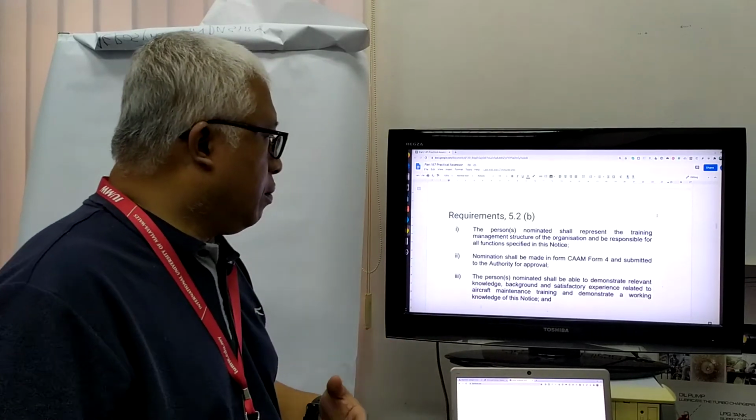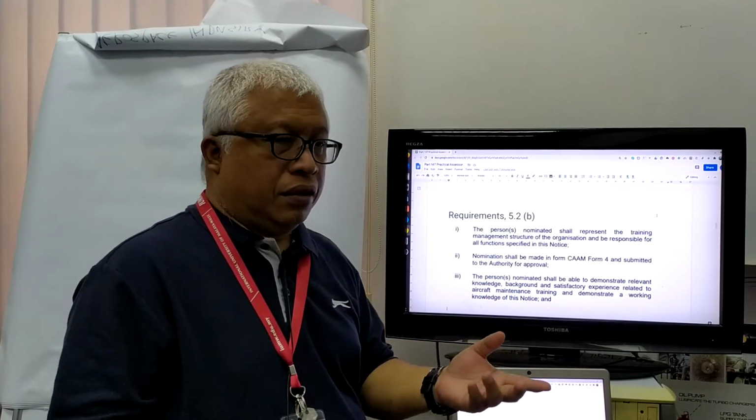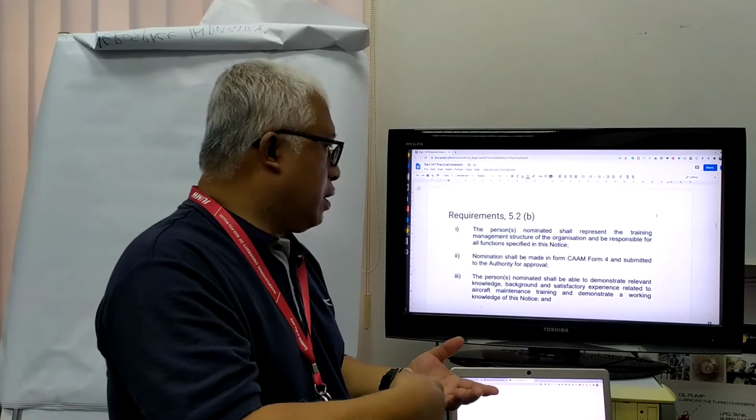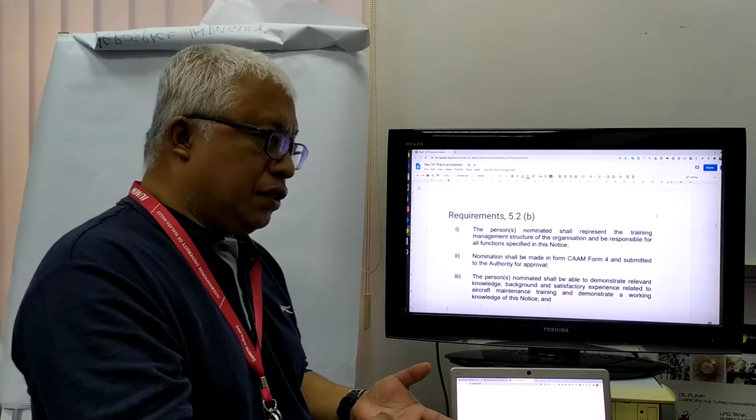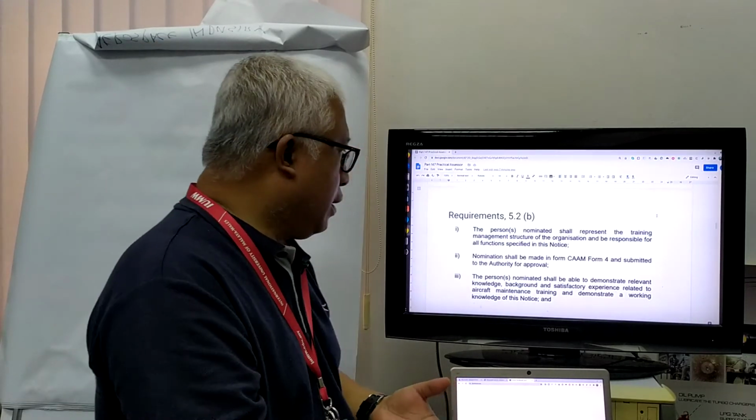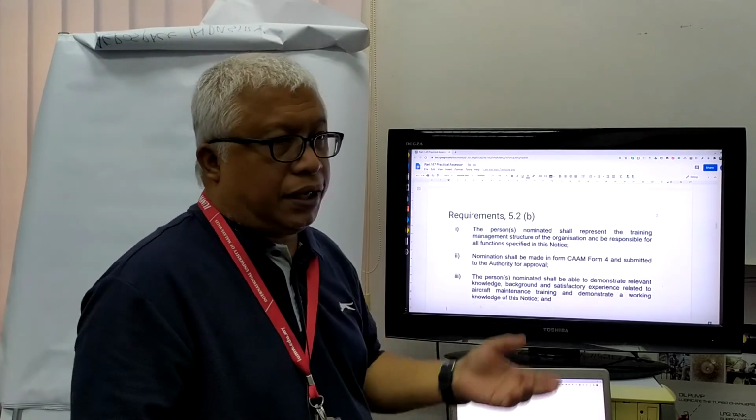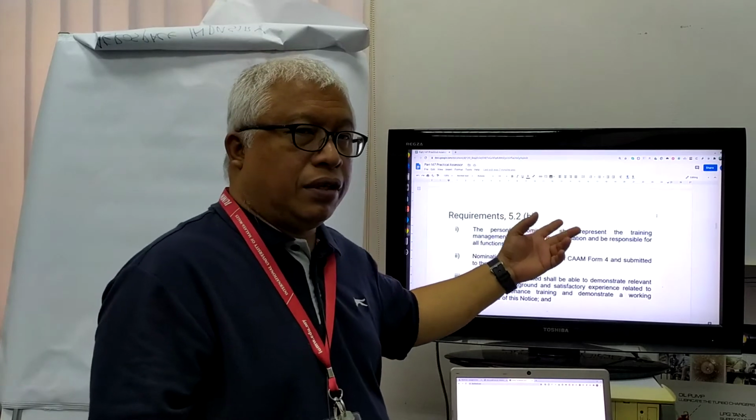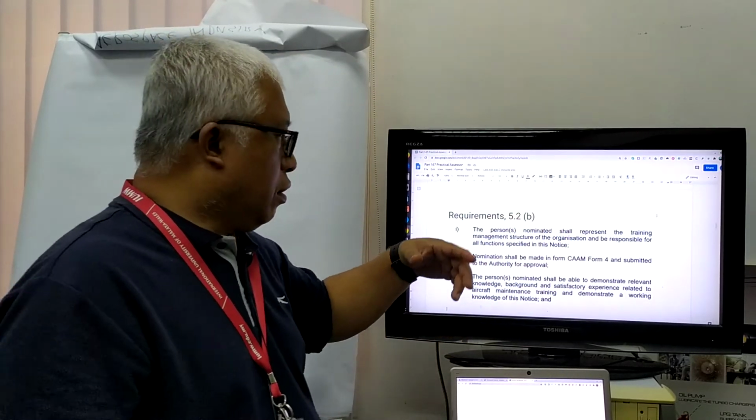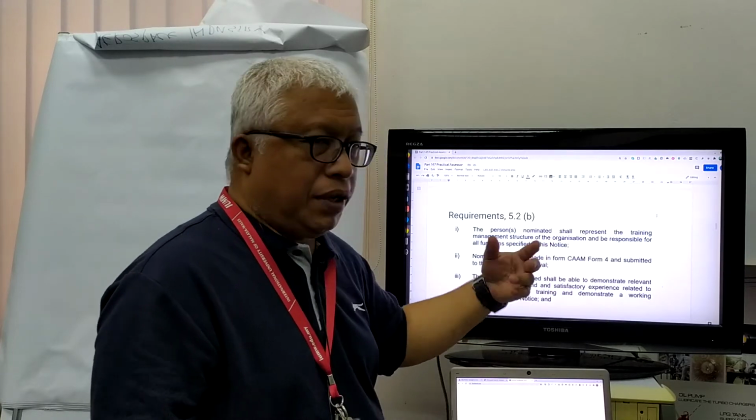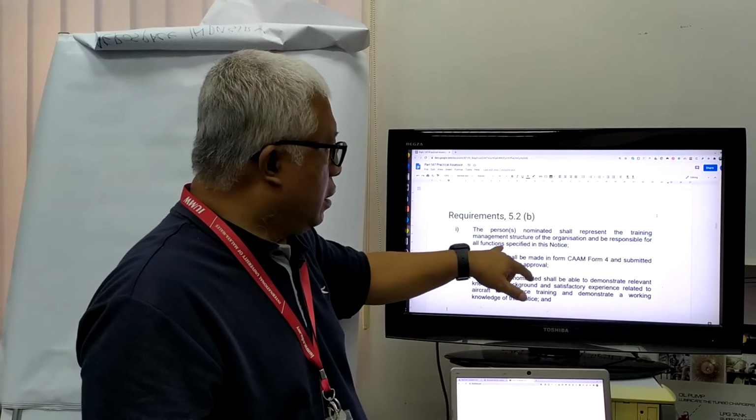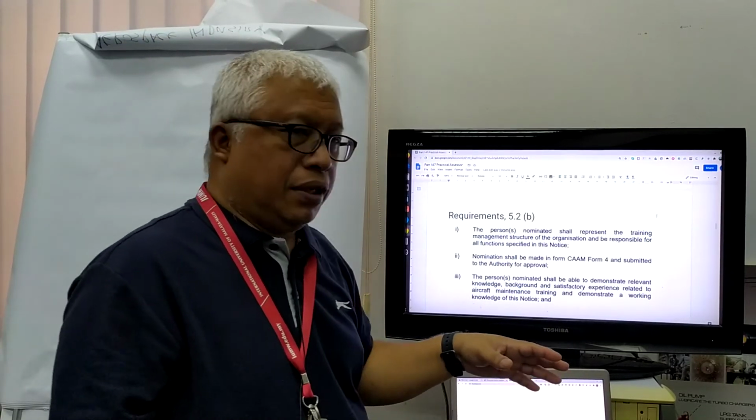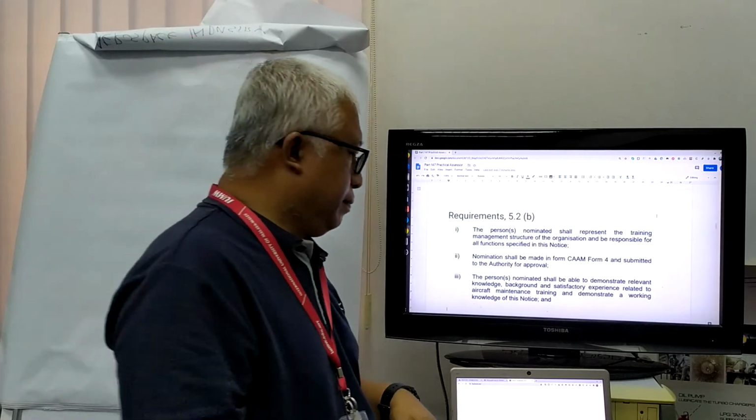The person nominated shall be able to demonstrate relevant knowledge. So they must have the knowledge, relevant background, and satisfactory experience related to aircraft maintenance training, and be able to demonstrate working knowledge of this notice. So that means on top of their knowledge, background and experience, they also must understand the CAM Part 147 notice 1201.